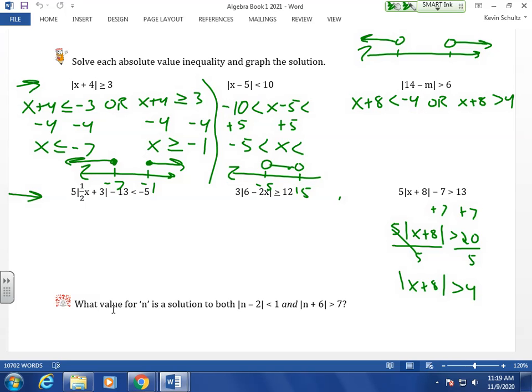Again, what's inside the bars doesn't change. Just on the left side of negative 4, the right side of positive 4. Subtract 8, subtract 8. x is less than negative 12. The other one, x is greater than negative 4. Here's the graph. And there you have it. Questions on that one?